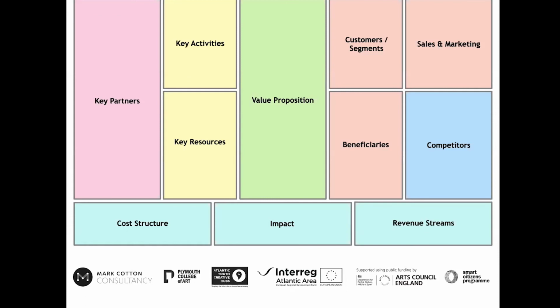For example, you might want to replace channels with marketing and sales, and maybe add in a block specifically for competitors, as it's important to understand who you might be in competition with. And as a social enterprise, you might also want to include beneficiaries as a separate block, as well as customers, because it's important that you understand the different relationship that you're going to have with those two groups of people. And clearly, as a social business, then social or environmental impact will be important to you. So you might want to add another block for impact.